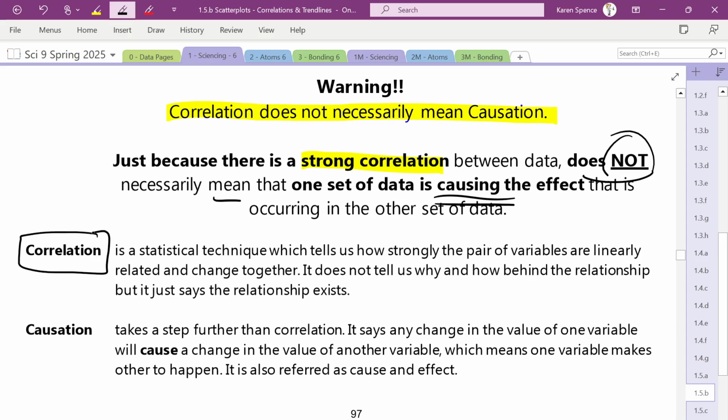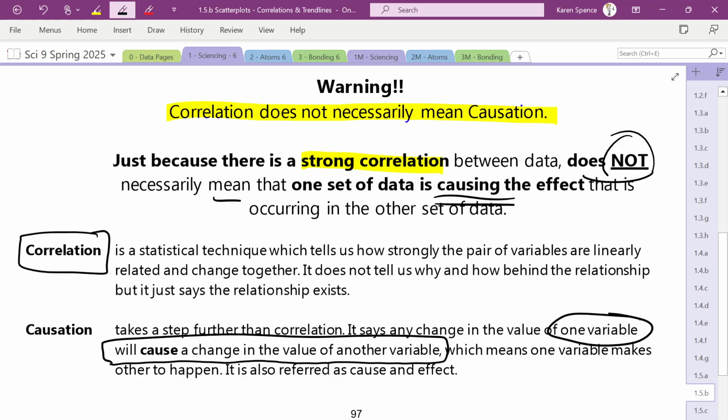Okay. Correlation tells us how well two things relate together. We have that strong correlation or a weak correlation or a perfect correlation. Causation says that one variable actually causes a change in the value of another variable. So if I have a bigger volume of water, what will its mass be? Will it be bigger or smaller? Bigger volume of water has a bigger mass. I mean, that's pretty obvious, right? That is a case of causation. The more water you have, the more mass it will have.